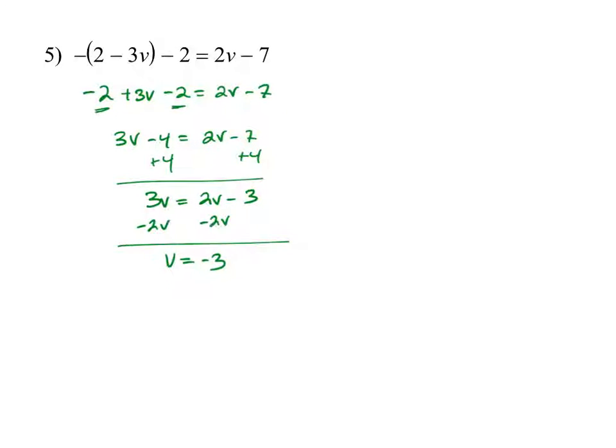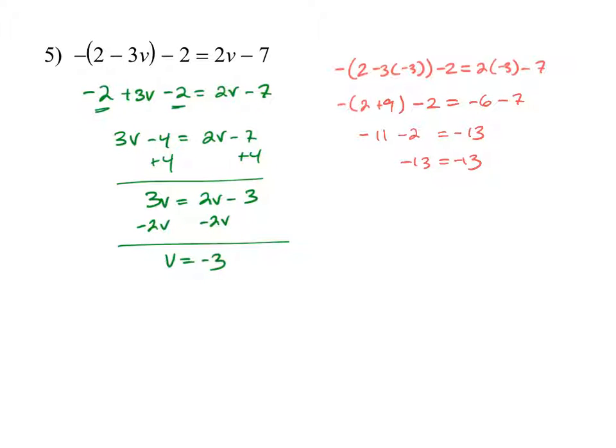Again, my check. So negative 2 minus 3 times negative 3 minus 2 equals 2 times negative 3 minus 7. So I'm going to simplify inside of this parenthesis to plus negative 3 times negative 3 is positive 9 minus 2 equals negative 6 minus 7. So negative 11 minus 2 equals negative 13, and negative 13 equals negative 13. So that means that this is my solution.